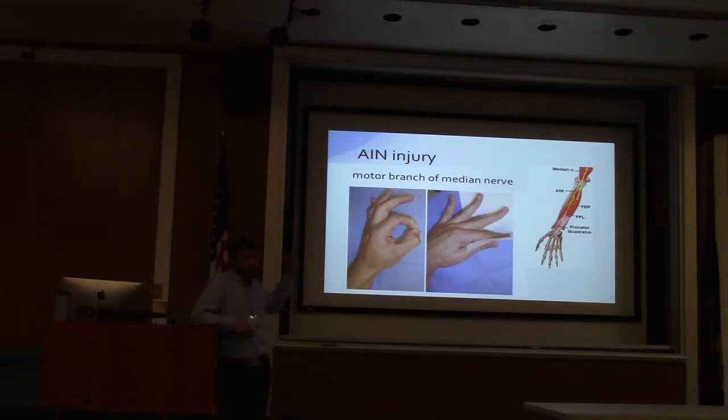Ask the patient to do the OK sign, and usually they can't. They can't flex the distal interphalangeal joint of the index and the interphalangeal joint of the thumb. Usually it resolves spontaneously within a few months. In most cases, very rarely, they need surgical release.